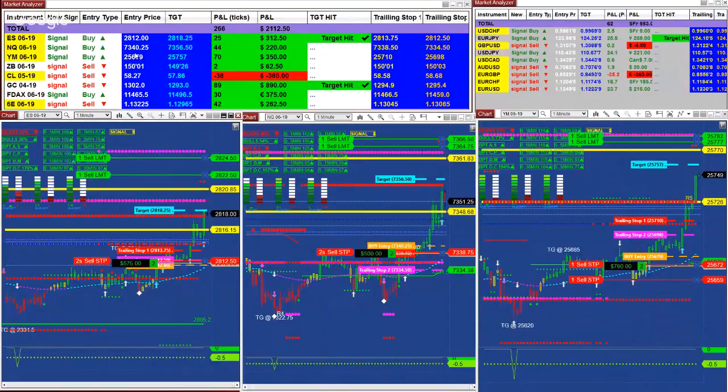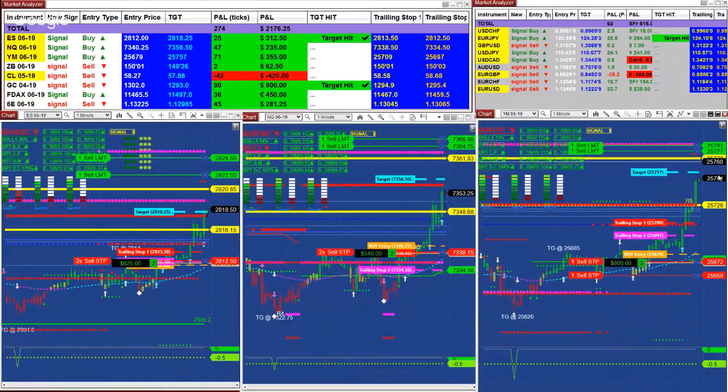And on the NASDAQ, we have an entry at 7340.25, target 7356.50, and we have 42 ticks from the entry signal to target. The same thing goes on the YM. It is 73 ticks based on one contract. No optimization is required for that system. And as you see, the gold hit the target and the ES hit the target.